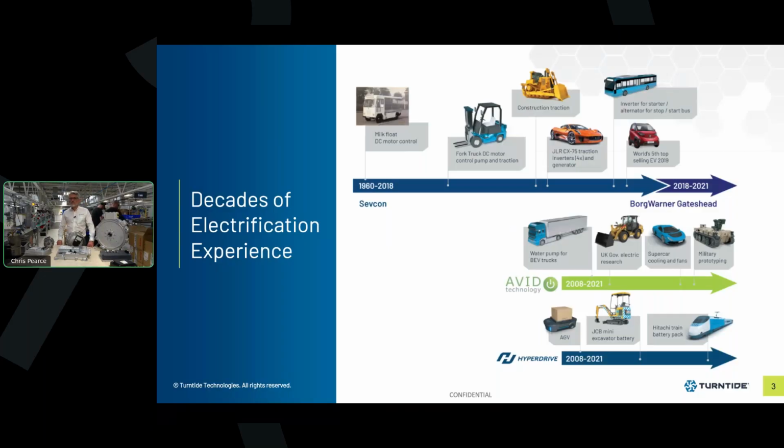But first of all, just an introduction to Turntide. Some of the attendees might not be familiar with our legacy and origins. So Turntide is an amalgam of 4 companies. Turntide acquired Sevcon, Avid, and Hyperdrive in 2021, and has subsequently refocused its business activities entirely on electrification, building on these 3 great names in electrification.